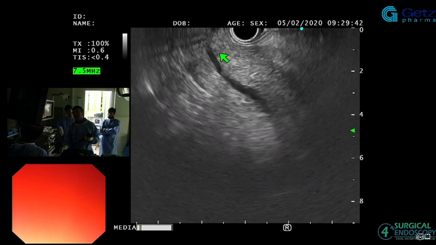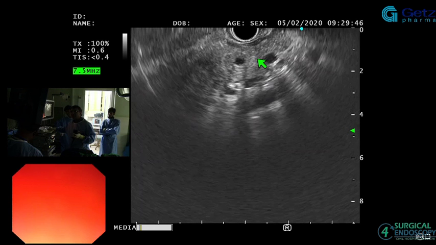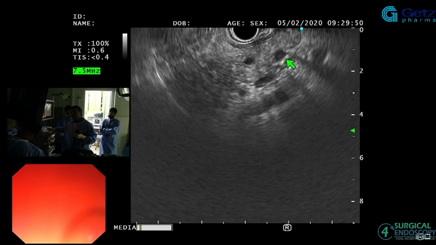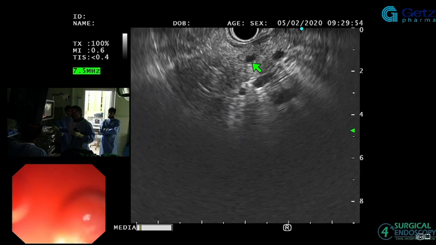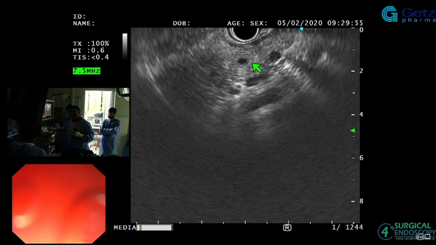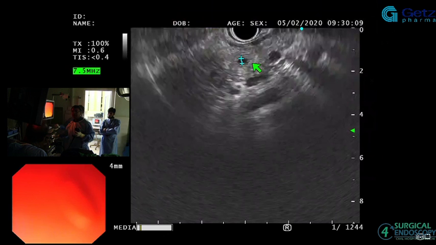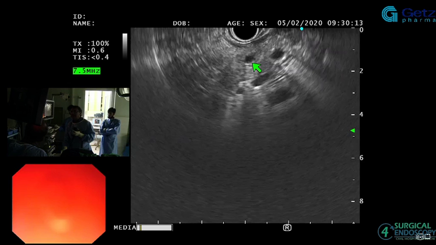So you see the pancreatic duct here. You see the splenic artery, splenic vein. Pancreatic duct a little bit prominent if you take a look at that. So probably 3 millimeter or so, maybe 2 to 3 millimeter, right in the body. Not too bad. 4 millimeters, yeah, 2.4. Okay. So not too bad.